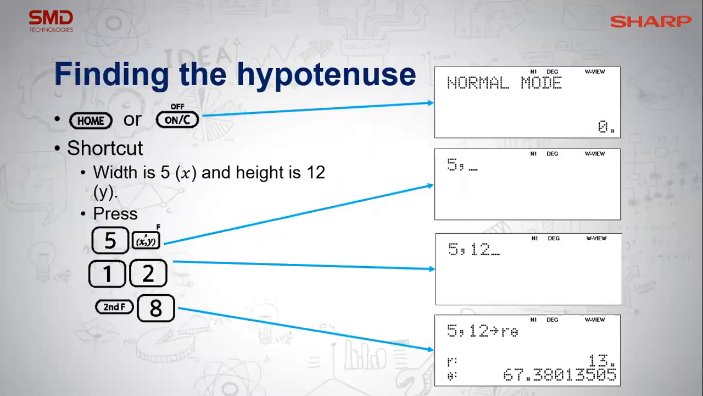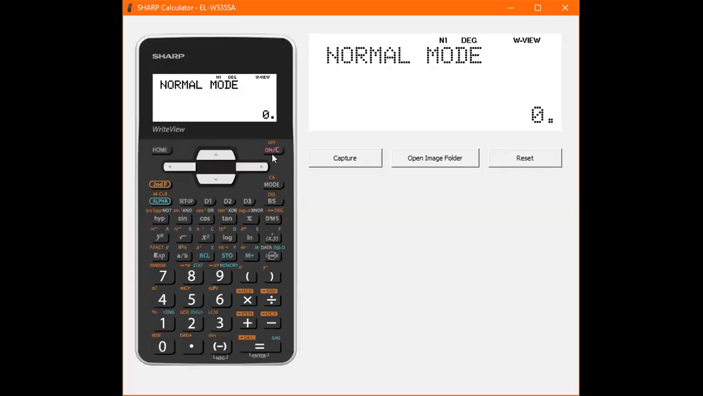Fantastic. Okay, so the next thing that I want to show you is an awesome shortcut for Pythagoras. In grade 8 and 9, when we do Pythagoras, we're just looking for our hypotenuse. But this becomes particularly useful in grade 10, 11, and 12 when we do trigonometry as well. So we're still in normal mode. Let's say, for example, the base of your triangle is 5 units and the height is 12 units, and you want to find out what your hypotenuse is.